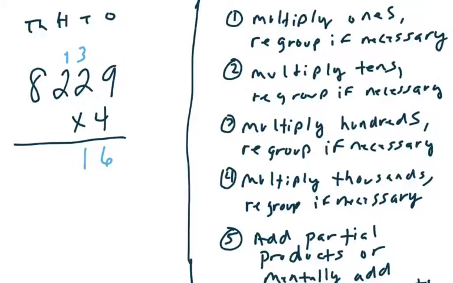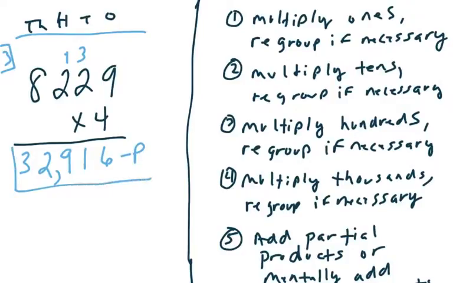Now you're going to keep multiplying. 4 times 200 is 800, plus another 100 is 900. You bring your 9. You see that I'm still going with my place value up here. Now after that, you're going to multiply your thousands. 4 times 8,000 is 32,000. I bring down my 2,000 and I'm going to regroup my 3 10,000s and then bring that down because I have nothing to multiply it. So now we end up with a product of 32,916.